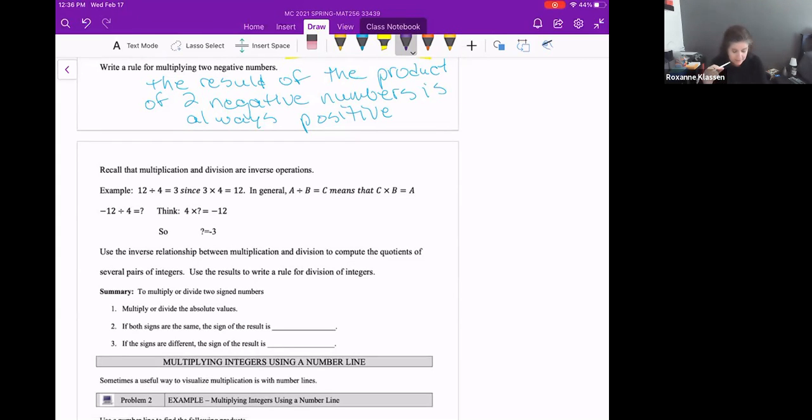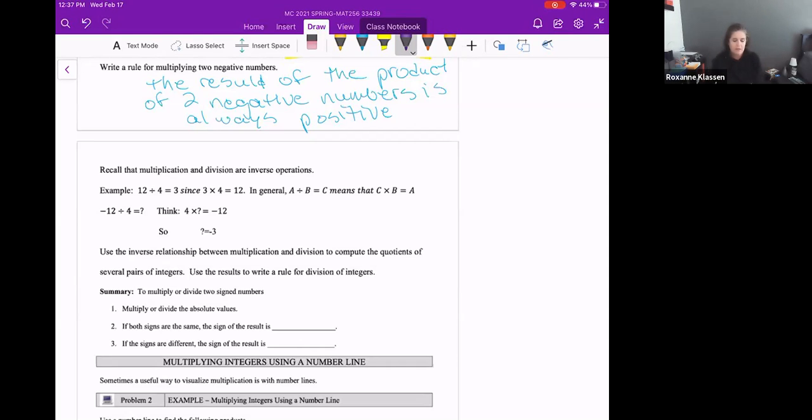Okay, so remember that multiplication and division are inverse operations of each other. So 12 divided by 4 equals 3, since 3 times 4 is 12. So A divided by B equals C means that C times B equals A. Remember we talked about this with division by 0? This was kind of our nice way to connect multiplication and division. So if we're doing negative 12 divided by 4, you want to think 4 times what gives me negative 12.